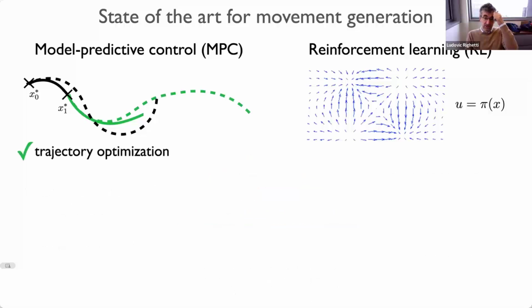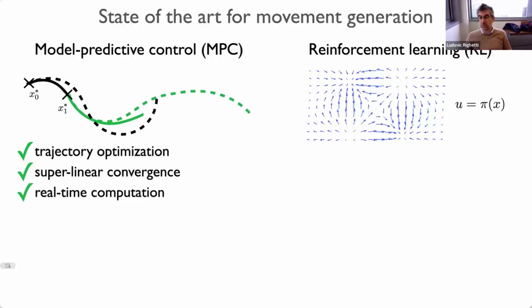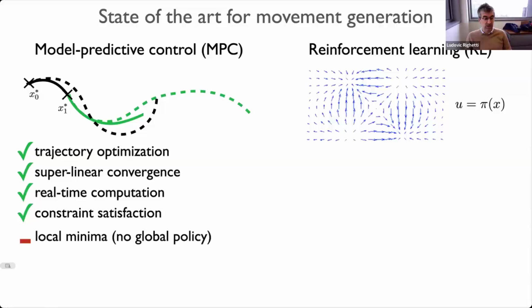One of the nice things when you do things online is that you have a trajectory optimization problem, so you don't have to compute a policy, a mapping from every state to any control. You just compute something for one given state, which is your initial condition. You have guarantees of convergence if you do things well. You compute things in real time, and you can guarantee satisfaction of constraints.